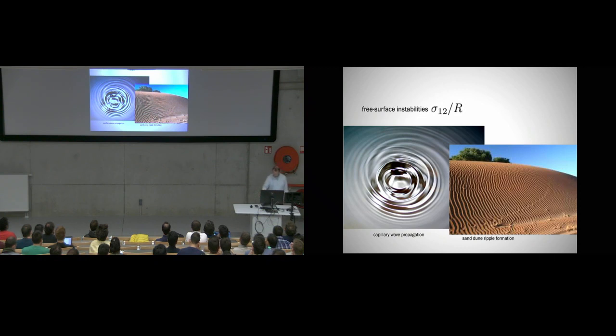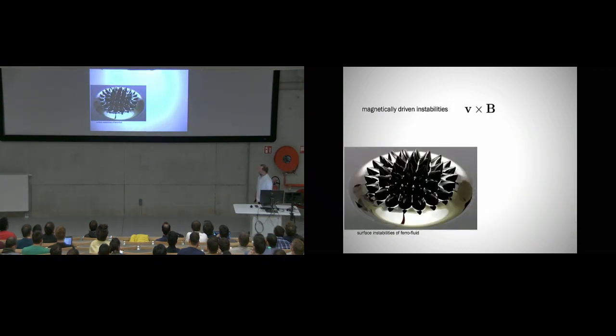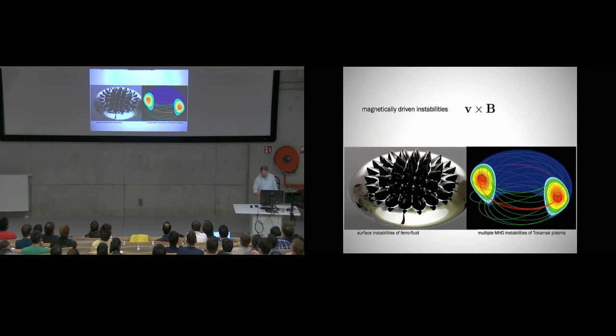Then we also have magnetically driven instability. In that case, the magnetic field is the main player in the instability. This is a ferrofluid which has surface instabilities. You put a magnet underneath. It's very popular in science museums for kids to play with. But on a larger scale, this is an MHD instability of a tokamak plasma.